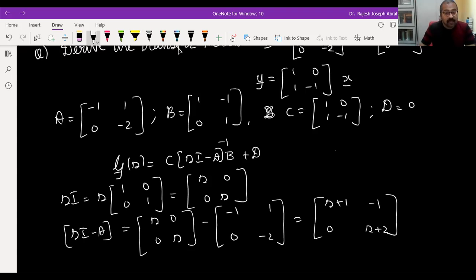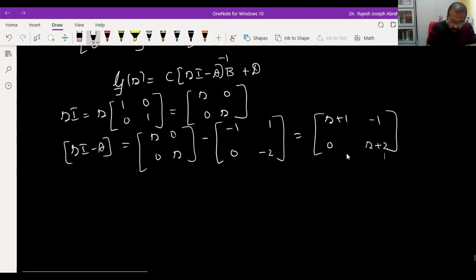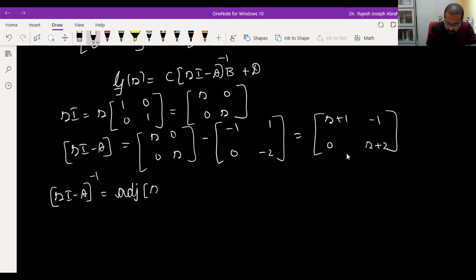Okay, so now we need to find (sI minus A) inverse. How will you find (sI minus A) inverse? How will you find the inverse of the matrix? Adjoint divided by determinant. So adjoint of (sI minus A) divided by determinant of (sI minus A). Okay, now what is adjoint? Adjoint means cofactor transpose. Okay, so how will you find the determinant? Determinant of sI minus A. What would you get?